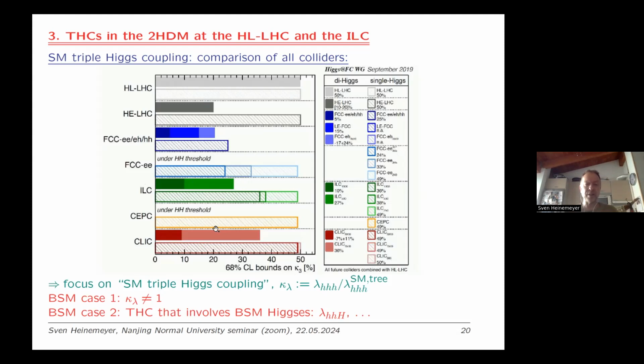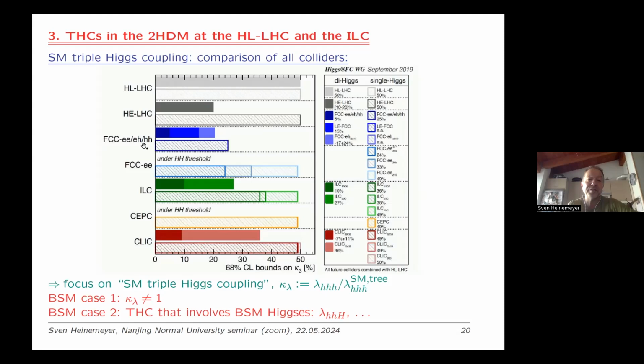The solid bars, they indicate colliders where we have access to the di-Higgs production because the center of mass energy is high enough. For the e+e- colliders, this is the ILC and CLIC, the linear ones, where we can actually go to higher energies.